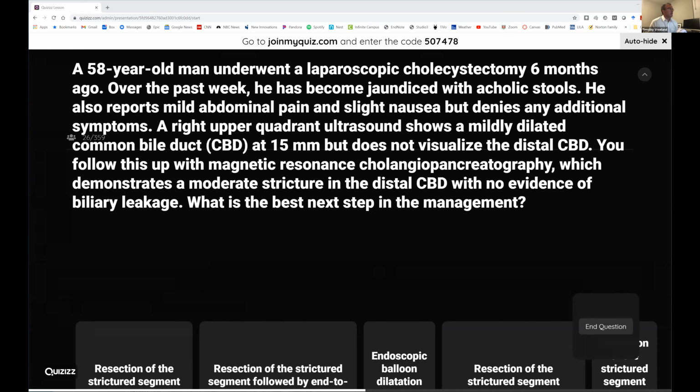Resection of the strictured segment followed by hepaticojejunostomy. Resection of the strictured segment followed by end-to-end choledochoduodenostomy. Endoscopic balloon dilation of the strictured segment. Resection of the strictured segment followed by choledochoduodenostomy. Sorry, I think I read the other one wrong. So end-to-end bile duct repair, or resection of the strictured segment followed by a Whipple.